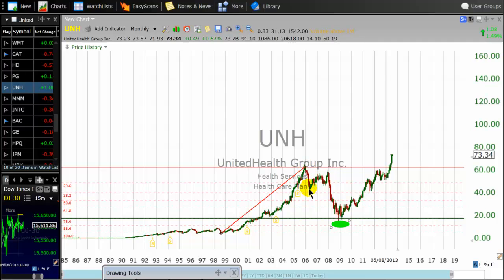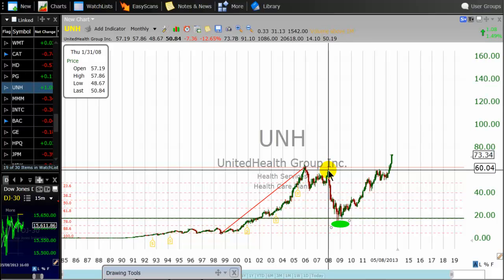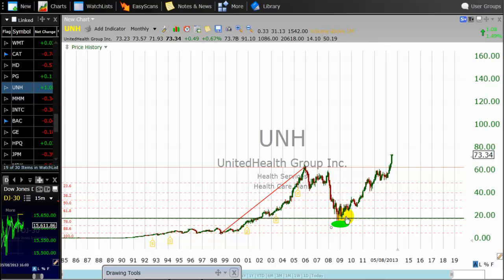So from 2006, we see that there was an original profit taking, followed by the 2008 credit crunch, and the price went down again to the 78%. Can you see on your chart where I'm moving my cursor? Again, the same Fibonacci level, the 78% Fibonacci retracement level.